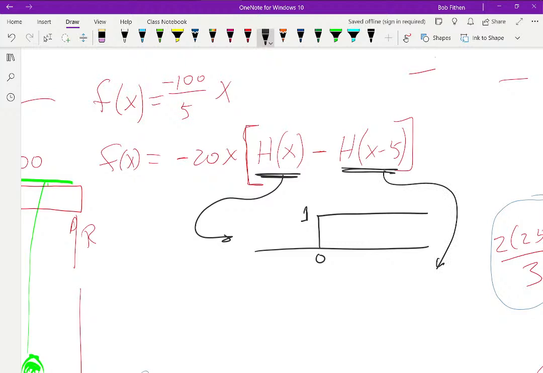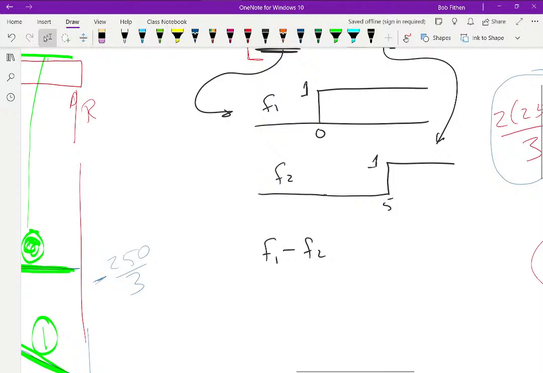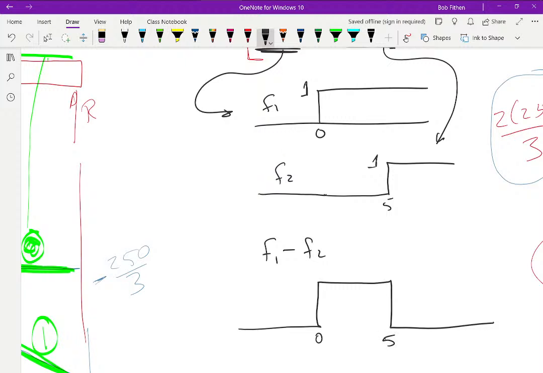This function, remember, it's a minus right here. So it steps up to 1, not here, but over at 5. So this is a value of 5, and this is 1. However, I'm taking this function and subtracting this one from it. So if I take, say, f1 minus f2, it looks like this. Goes over, steps up at 0, goes and steps back down at 5.